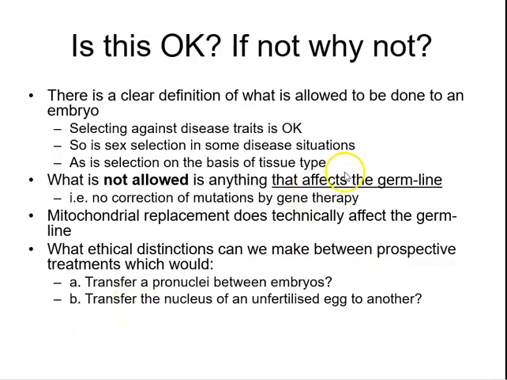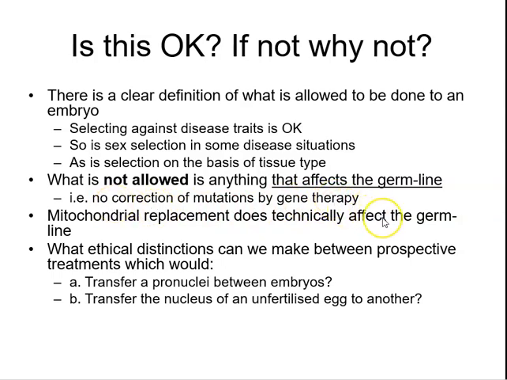So in the previous session we'd looked at other forms of genetic testing on embryos and fertilized eggs, and what we've learned about what can be done to an embryo or fertilized egg is that we know that selecting against genetic traits is okay. We know that sex selection in some disease situations is okay, and we know that selection on the basis of tissue type, which we learnt about last week, is also okay. What's not allowed is anything that affects the germline. So we are not allowed to correct genetic mutations by things like gene therapy and CRISPR technology. So that's currently not allowed.